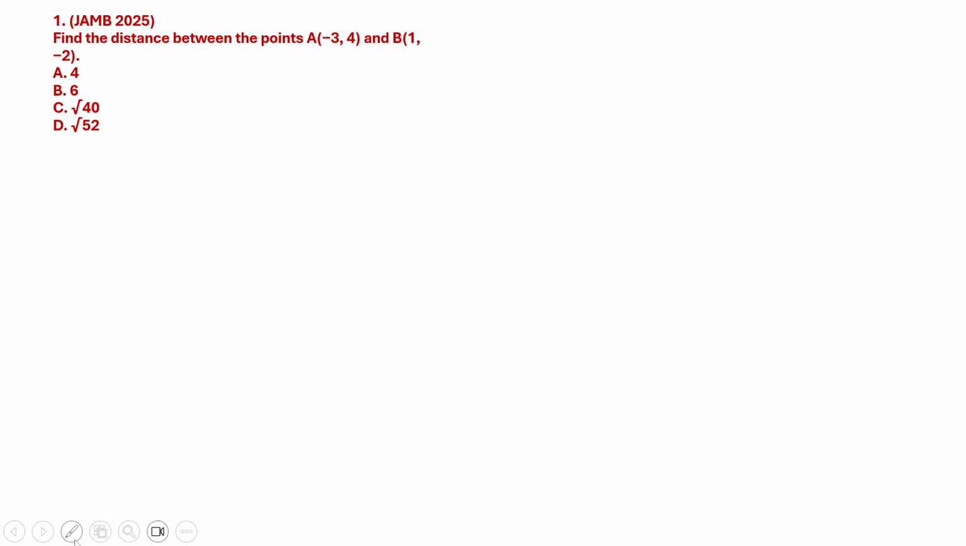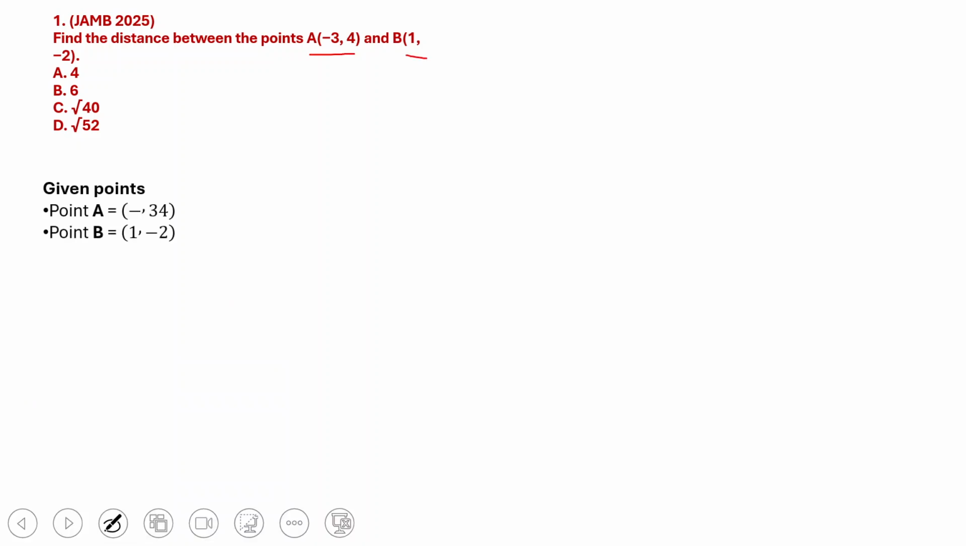The coordinates of points A and B are given in the question. You can see the coordinates put in brackets like this. So we'll need to define these points. This is point A, defined as coordinate 3 and 4. What that means is x1 is 3 and y1 is 4 for point A. And for point B, x2 is 1 and y2 is minus 2.